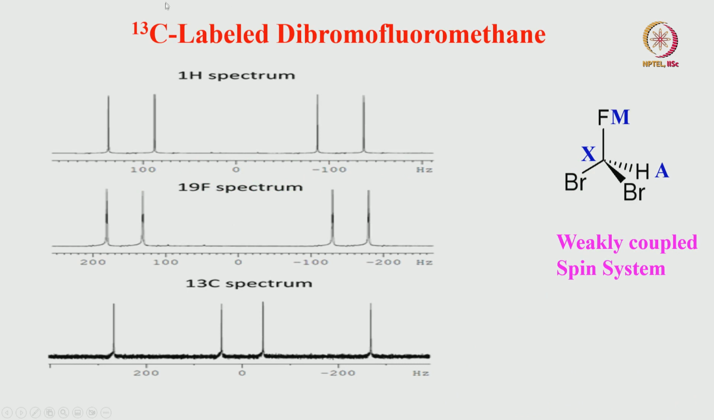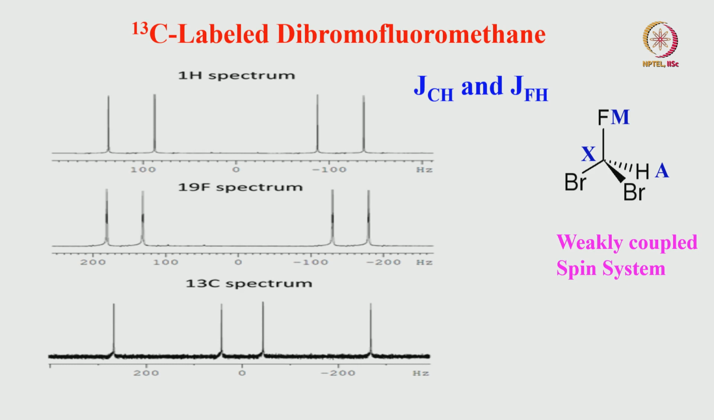Look at this carbon 13 labeled dibromofluoromethane. There are 3 abundant spins: proton, fluorine, and the carbon 13 that is labeled. So it is also 100% abundant, we can say. So these are all 3 heteronuclei, weakly coupled, and it forms an AMX spin system. Done.